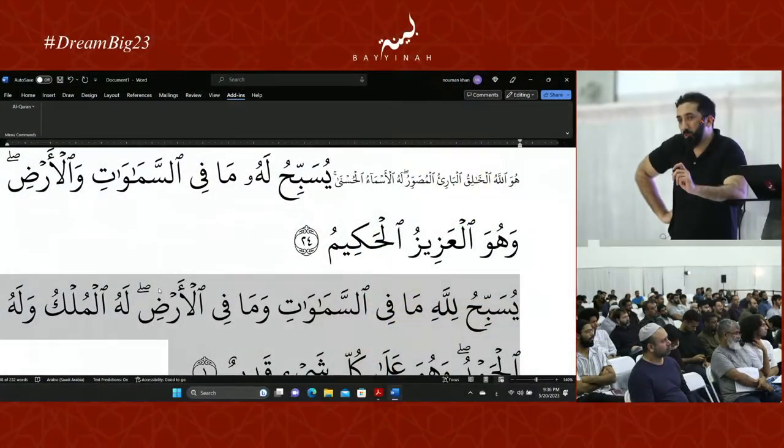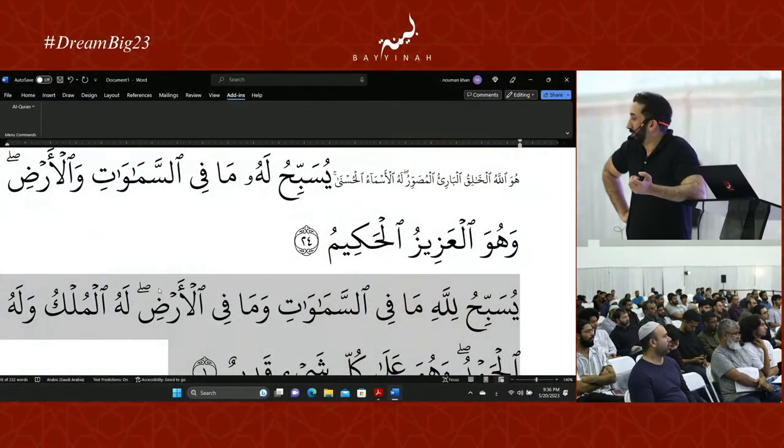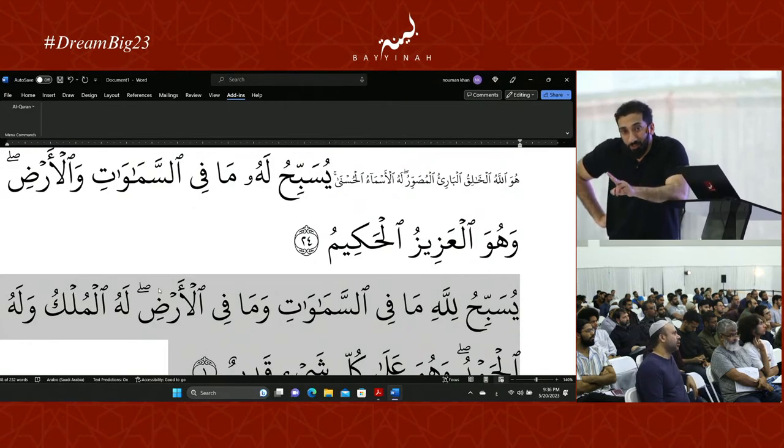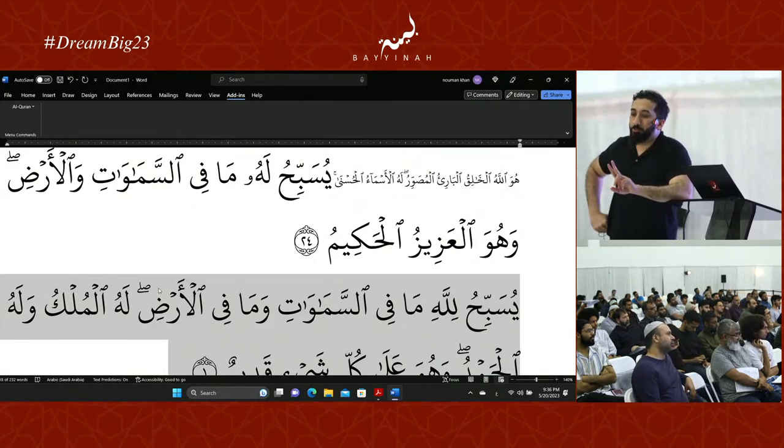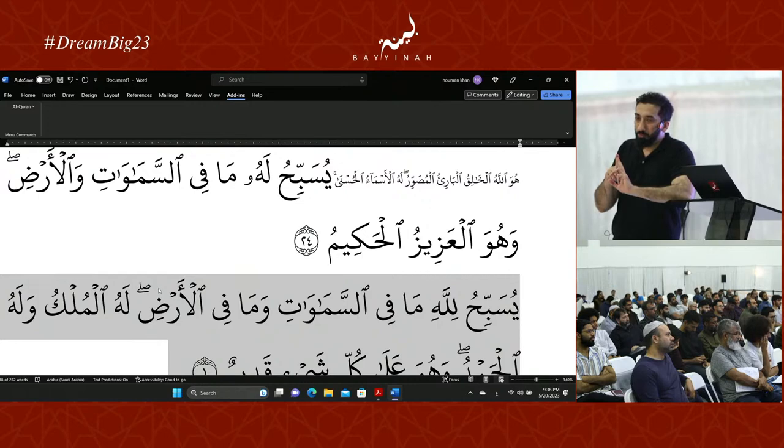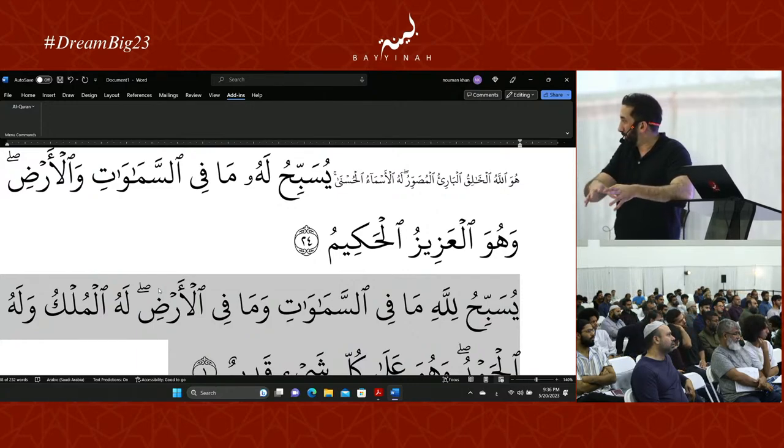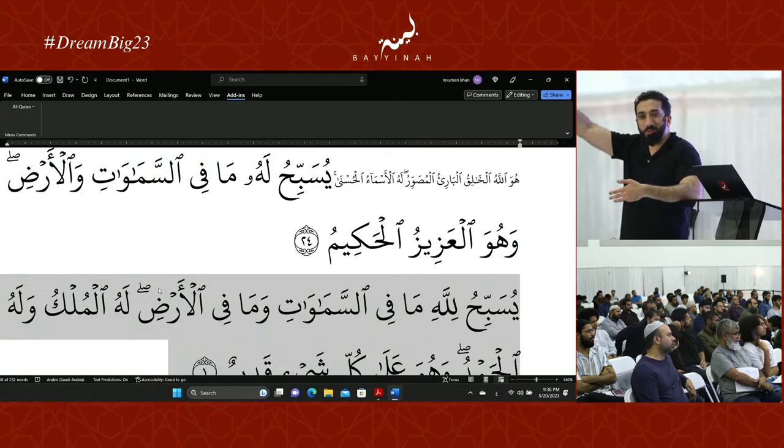I said there are two places where the ma is not there. Do you remember what two places I said? Surah Al-Hadid and the end of Al-Hashr. You'll notice in both of them, Allah is only talking about Allah. There's no focus on the people. It's just all about Allah.